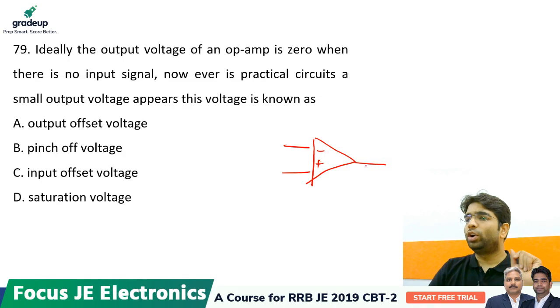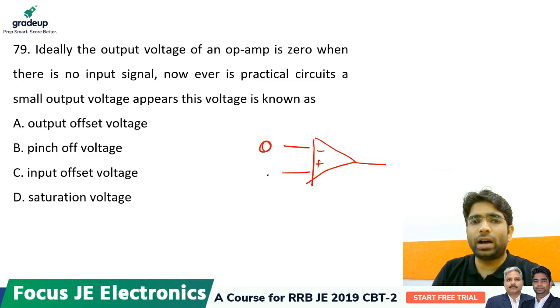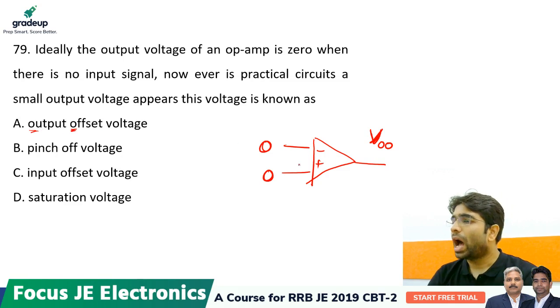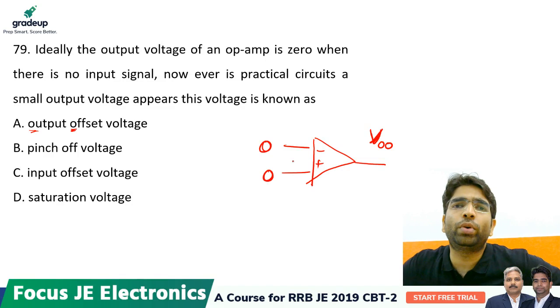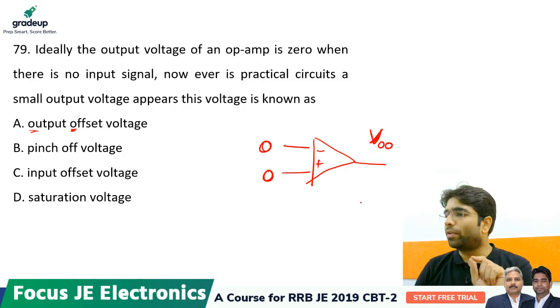For you all to remember it easily, I have a trick. If the inputs are 0, 0, the output is given as VOO, output offset voltage. OO means output offset voltage. For those of you who cannot remember this, if the inputs are 0, 0, the output will be VOO, which means output offset voltage.